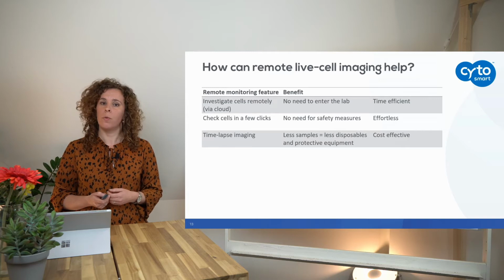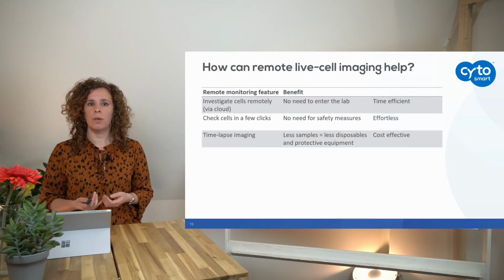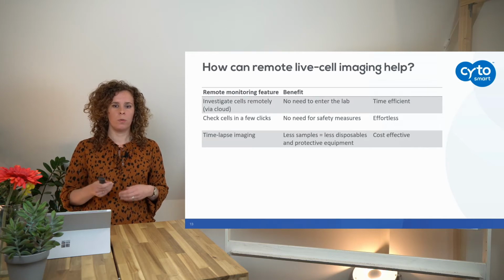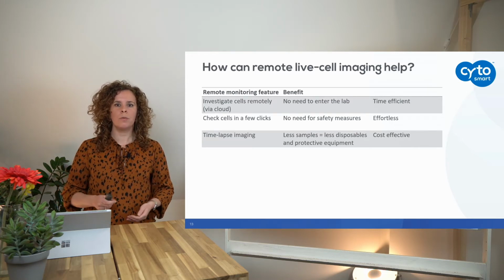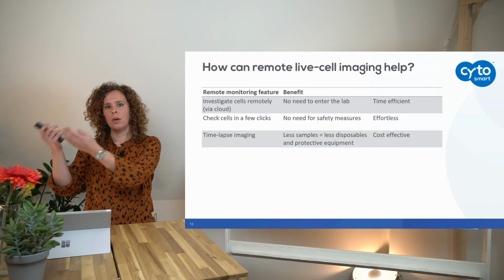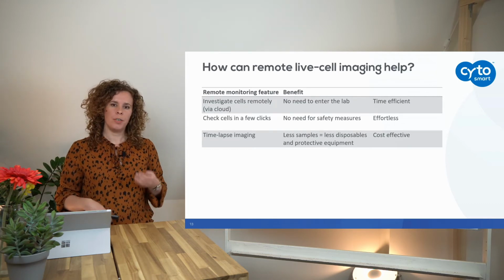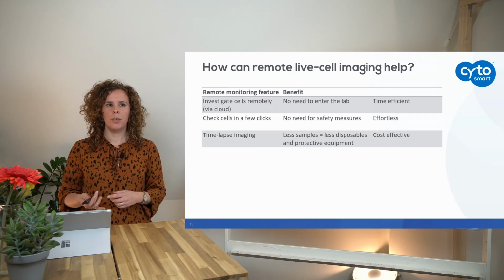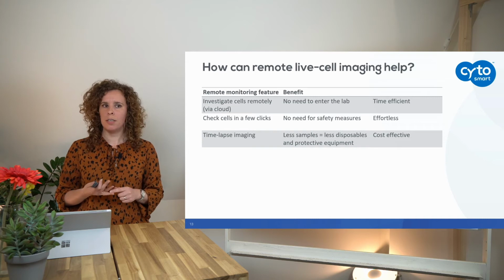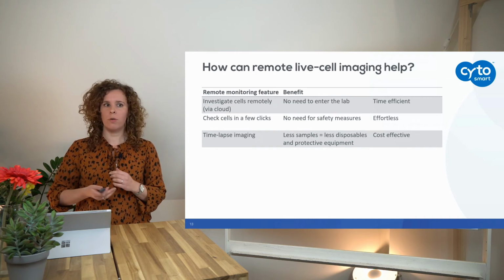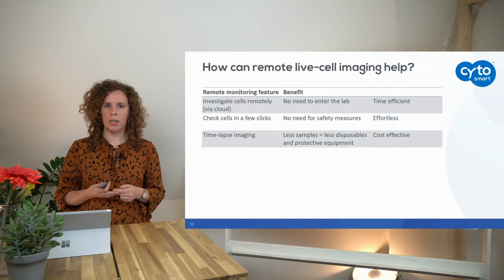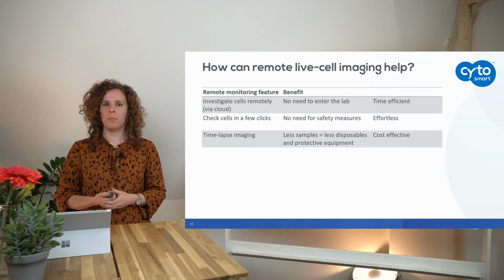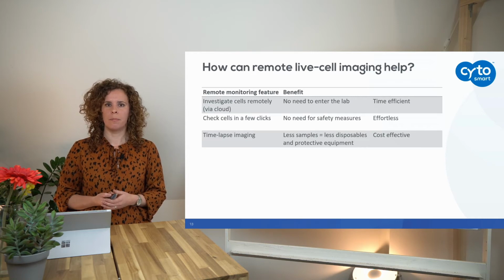Next to this, we can provide time-lapse imaging with remote live cell imaging. And because of time-lapse imaging, you don't have to get one sample for time point 1, one sample for time point 2, another one for time point 3. You can just use the same sample for each time point. Because of this, you need fewer samples, which means fewer disposables, but also fewer cells, of course, and also less protective equipment because you don't need to go to the lab for each time point. And this makes it also a lot more cost effective.